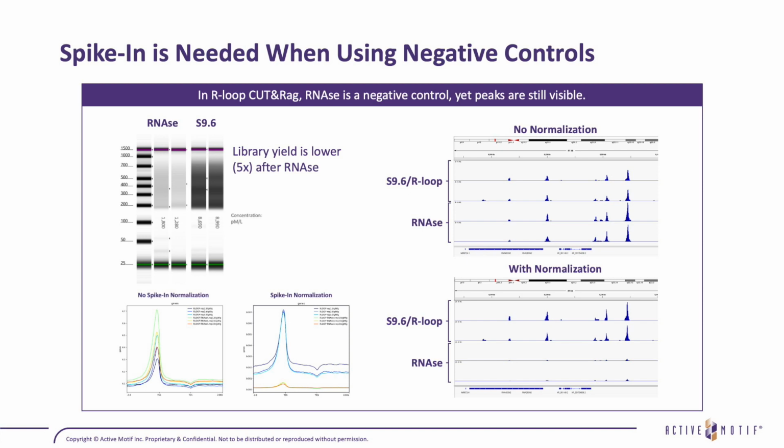So essentially, there's no peaks left. Again, these are the IGV screenshots, but you can get a feel for the entire data set with the meta-analysis, where you can't see clear separations of the RNase and the 9.6 samples here. And after normalization, you get a clear separation of the negative control RNase treated samples compared to the normal samples.